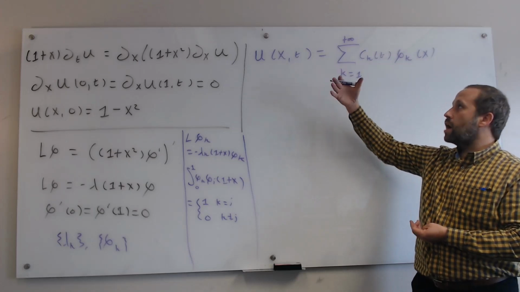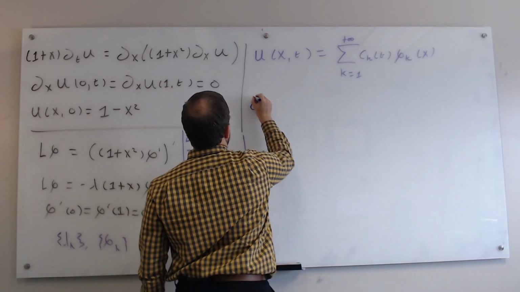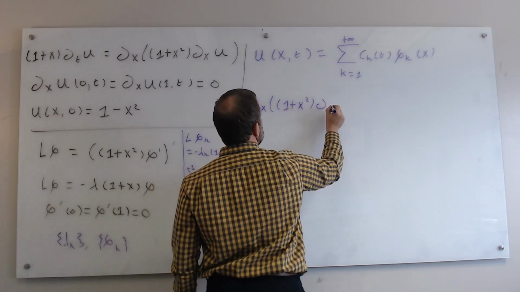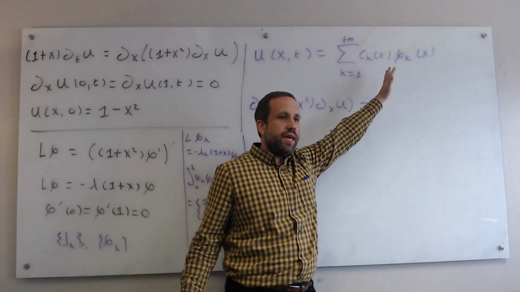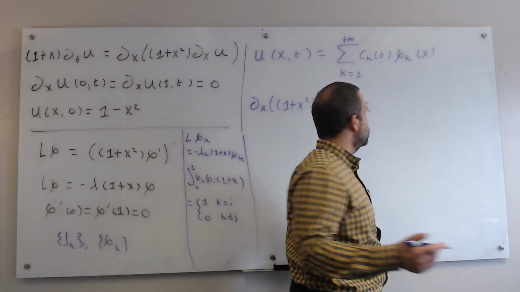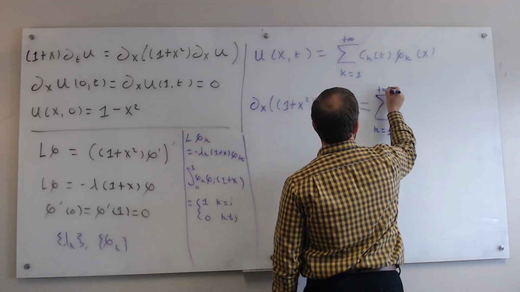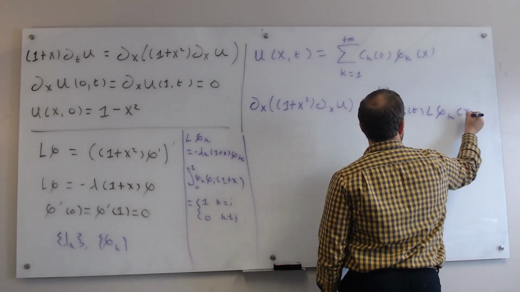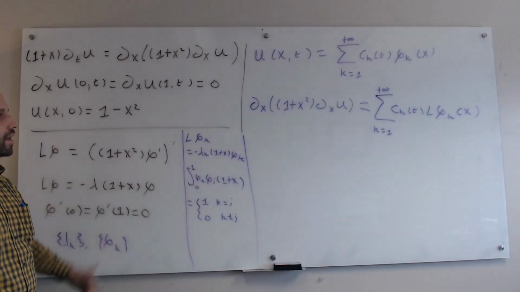In particular, I can now take derivatives. So if I plug this into the right-hand side of the equation, in other words, I have the x derivative of 1 plus x squared times the x derivative of u. Well, the way that this is going to hit the sum here is it's only going to affect the phi k's, because it's x differentiation, so it's not going to do anything to the t's. So what this is going to be then is the sum k equals 1 to infinity of c k of t times L phi k of x. Because if you do this just to the x variable, you get exactly L phi. That's why we defined it that way.